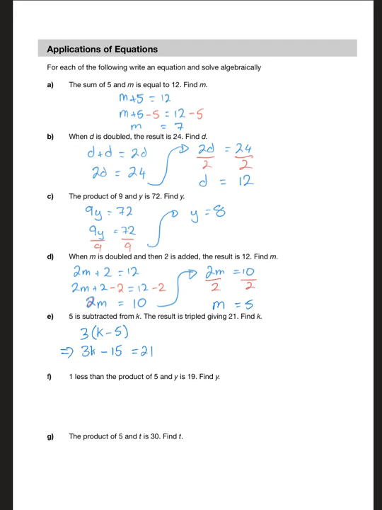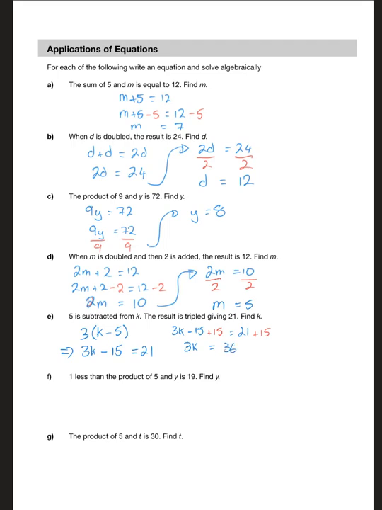So in this format now, we know how to solve this. It is a two-step process, but we can do it. So we have 3k minus 15. Now to undo the minus, we have to plus 15 on this side, being equal to 21, also plus 15. Remembering that we have a minus 15 there. So we end up with 3k being equal to 36.